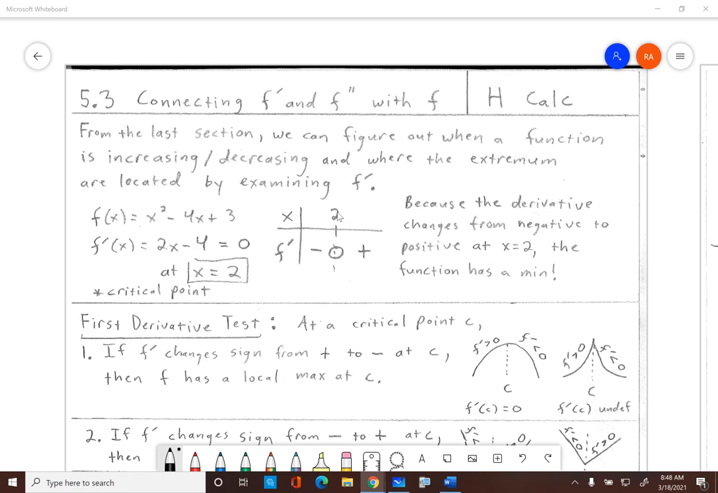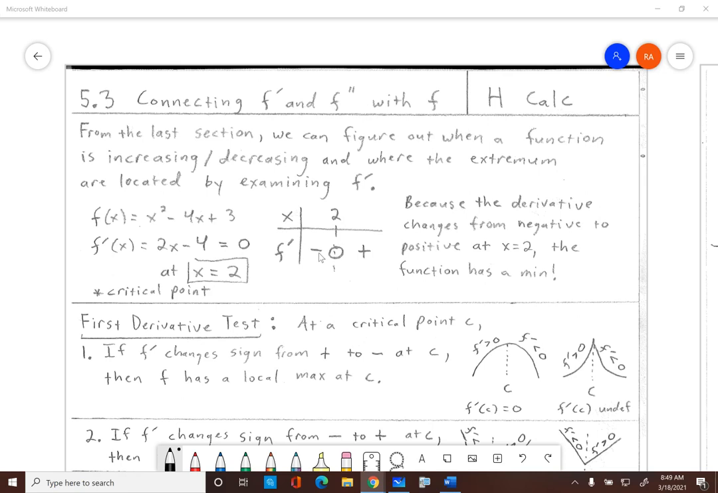I list out 2 on a number line, and then I dash down, and the derivative equals 0 at 2. And then I just have to check one point to the left and to the right of that place, because the only place the derivative can change sign from positive to negative or vice versa is if it goes through the x-axis or it's at a vertical asymptote or something. So the only possible place this derivative can change sign is at x equals 2.